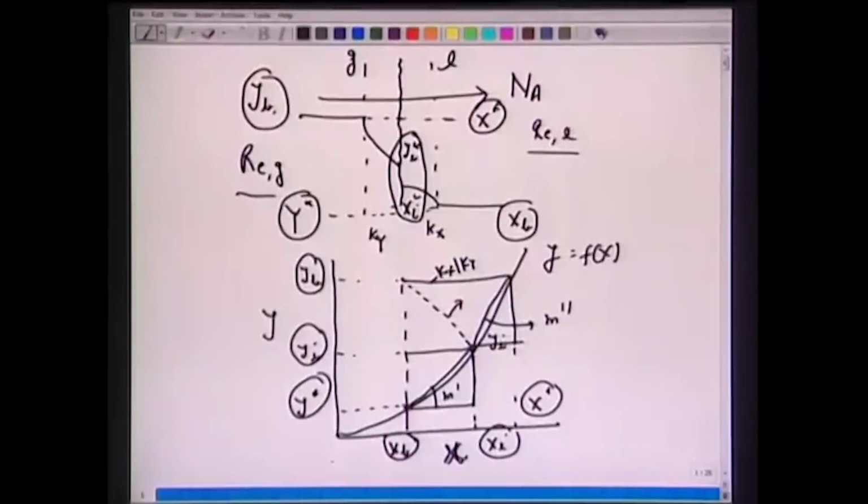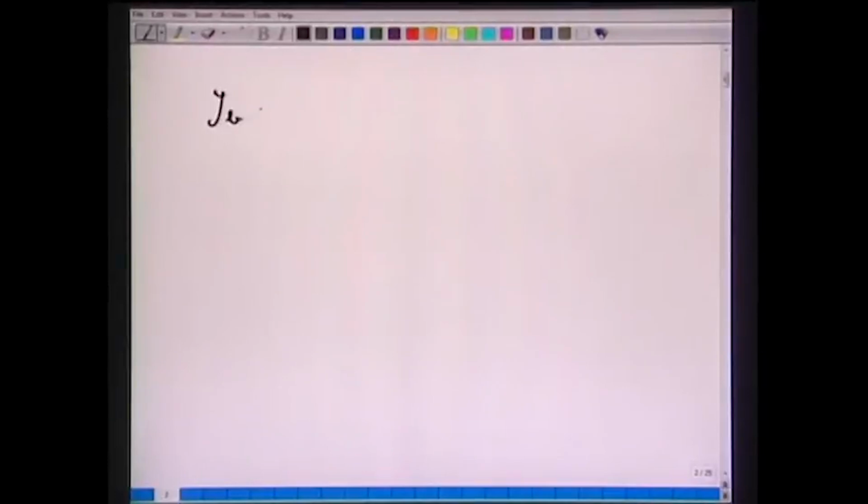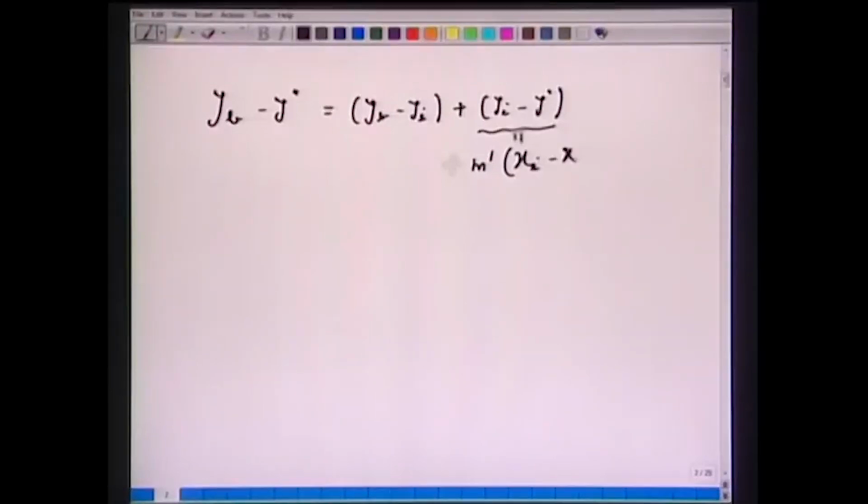So if we mark these points, and now we focus on this yB minus y star, we can write it as yB minus yi plus yi minus y star. Okay, so let's go to the next. So we can write here yB minus y star equals yB minus yi, the interfacial concentration, plus yi minus y star, and this yi minus y star we can now write as m dash, m prime, in terms of the liquid phase concentration, which is xi minus xB.